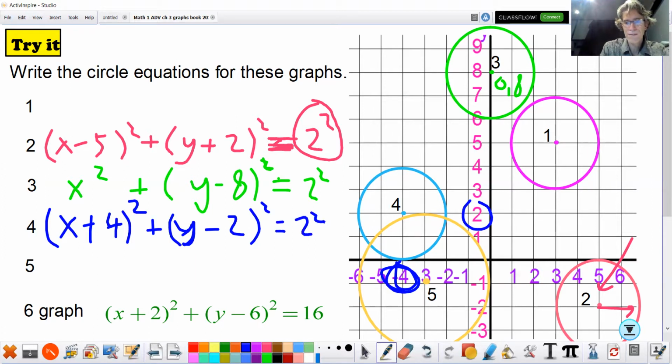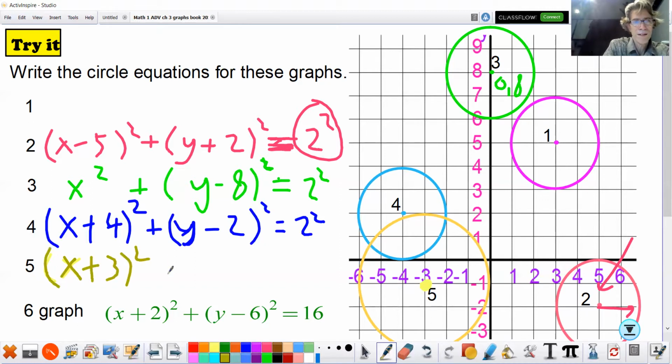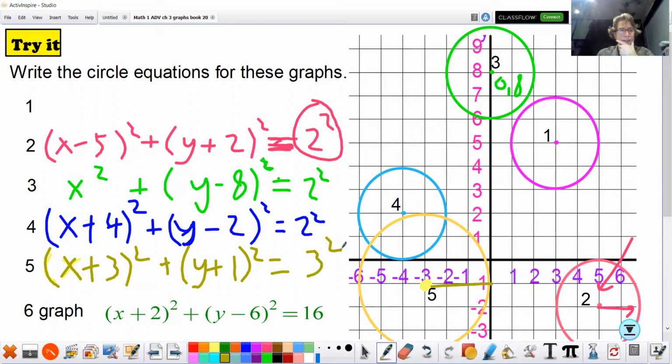And now finally the yellow guy, which is bigger. Yellow guy, and whoops, I think I just erased his center. There's his center. He's at -3, so x, oops, I can't see that color. Okay, x plus 3, and I sure hope I don't make a mistake here, plus y, and he's -1, so y plus 1 squared. And his radius is 3, so 3 squared or 9. Okay, hope you feel like you got it. And this last one said graph him.